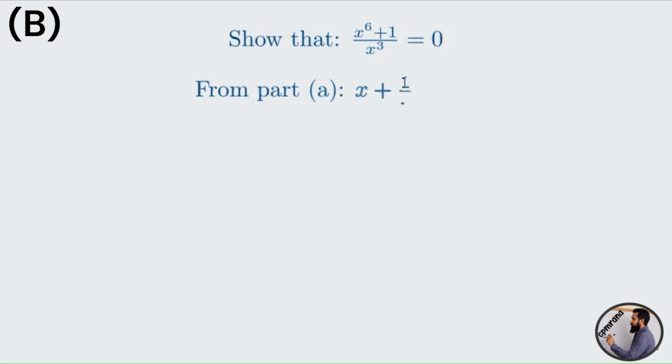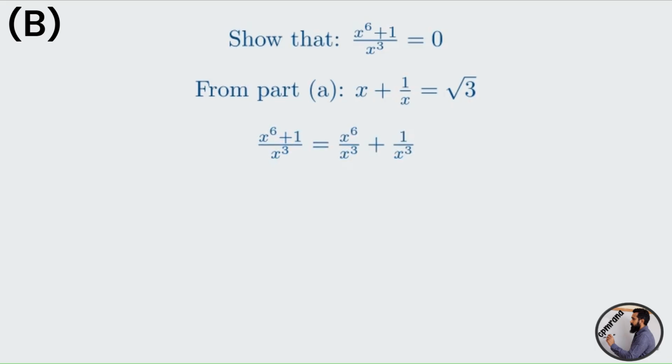For the second part of the problem, we need to show that x to the power of 6 plus 1, all divided by x cubed, is equal to 0. From the previous step, we know that x plus 1 over x equals the square root of 3. Let's look at the expression we need to evaluate. We can simplify the fraction by dividing each term in the numerator by the denominator.